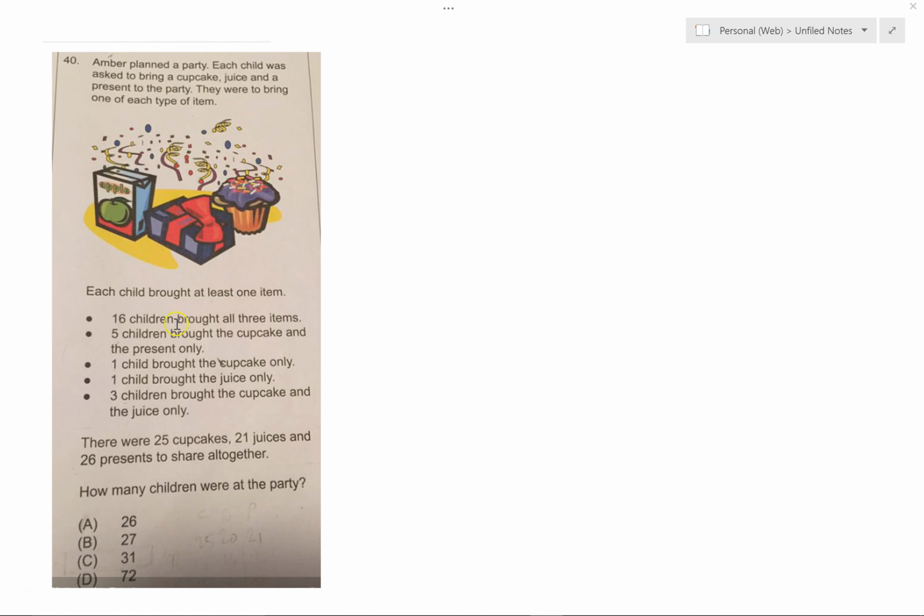16 children bought all three. 5 only bought the cupcake and present. 1 bought the cupcake only. 1 bought the juice. 3 bought the cupcake and juice only. And we have some totals of the items at the end. So the way that I would approach this problem would be to draw a Venn diagram.